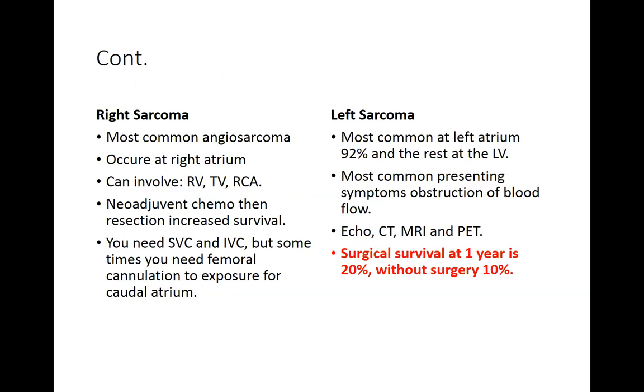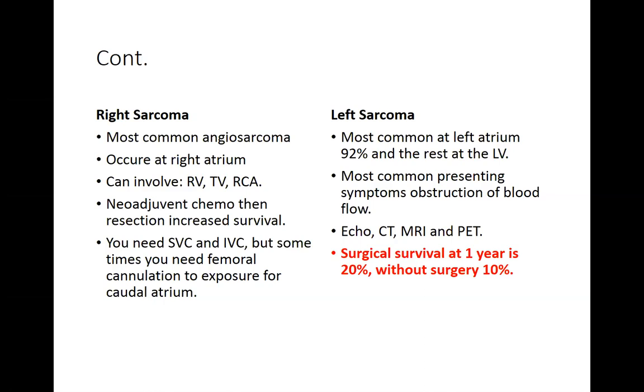This is what we said about right sarcomas. The most common are angiosarcomas. They occur in the right atrium, but can involve anywhere: the RV, tricuspid valve, or right coronary arteries. As I said, we have time to do neoadjuvant chemo followed by resection, but you have to cannulate the SVC and IVC. Sometimes the tumor goes down into the IVC, so you cannot really cannulate the IVC. So you have to do a femoral cannulation, so you can have better control in the IVC.